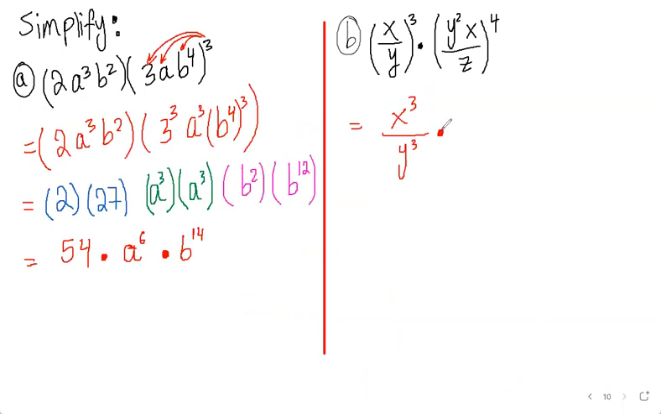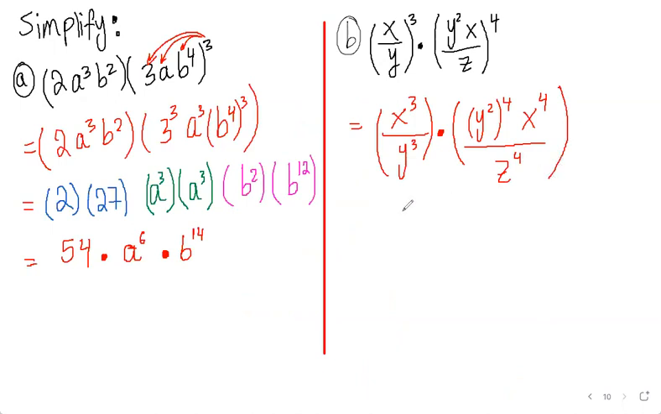Again here, multiplying by the second parentheses, we're distributing the 4 inside, so I get y to the power 2 times 4, y everything to the power 4, x to the power 4, z to the power 4.